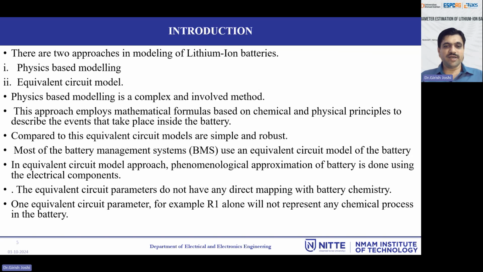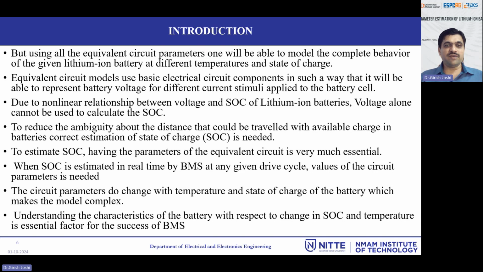In the equivalent circuit model approach, phenomenal approximation of the battery is done using electrical components. The equivalent circuit parameters do not have any direct mapping with the battery chemistry. One equivalent circuit parameter, for example R1 alone, will not represent any chemical process in the battery. But using all equivalent circuit parameters, like internal resistance R0, branch resistances R1, R2, and branch capacitances C1, C2, we will be able to model the complete behavior of a given lithium ion battery at different temperatures and state of charge.